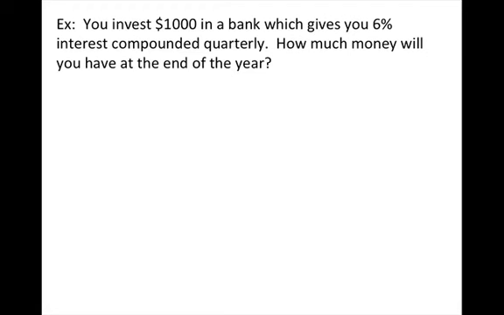So with this first example, I want to break it down per quarter so you see what's actually happening to your money. And then we'll look at a formula that does this for us so we don't have to do this each time. So let's just begin with our interest formula. I equals P times R times T.